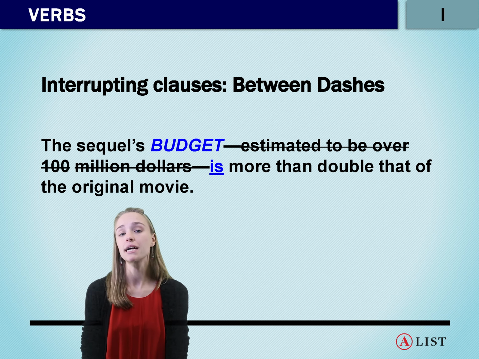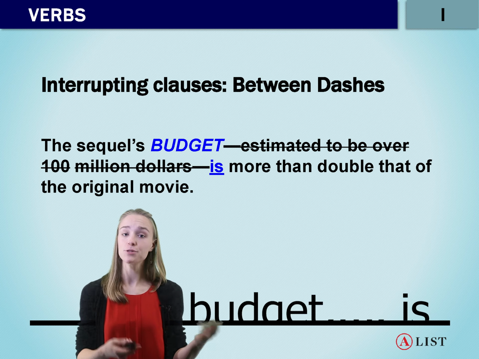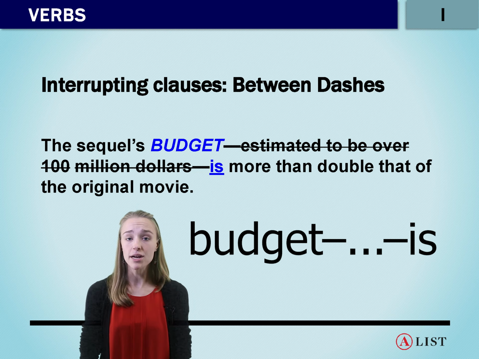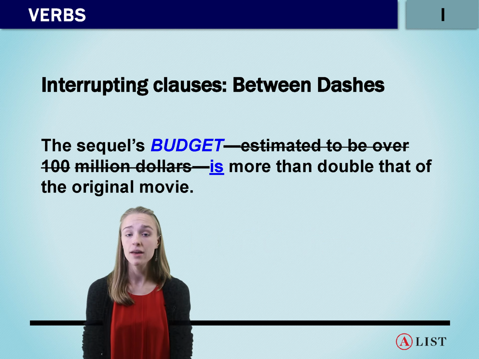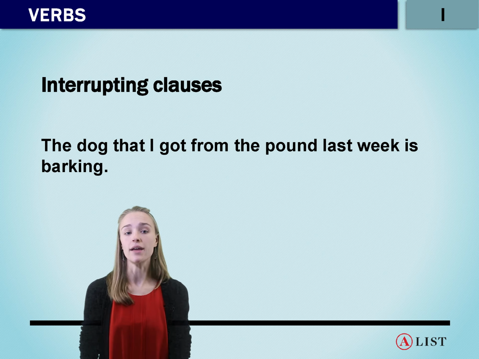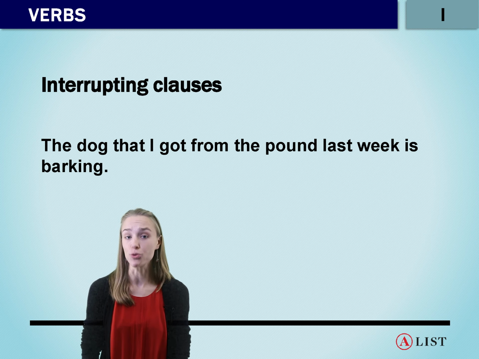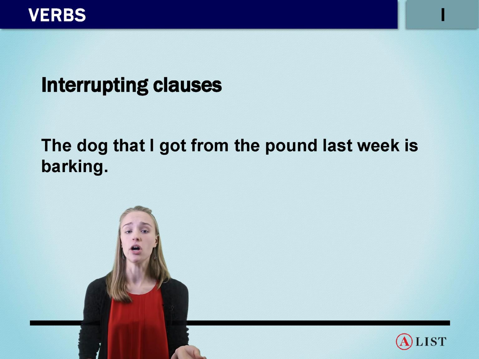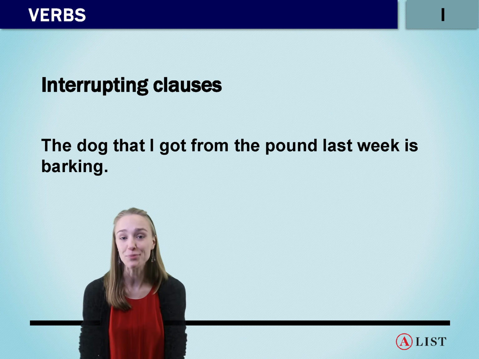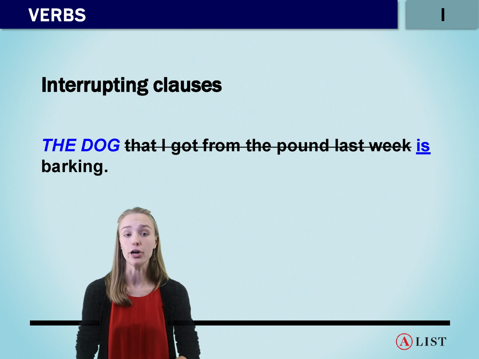Now, sometimes it's not going to be quite as easy to find our interrupting clauses. Occasionally, we will have that nice punctuation, like commas or dashes, but sometimes we won't have any punctuation at all, and we still need to find our core sentence. So in this example, the dog that I got from the pound last week is barking. We want to try to find our subject and the main verb or action that that subject is doing. In this case, the dog is going to be our subject, as we've seen from many previous examples, and our verb will still be is barking.